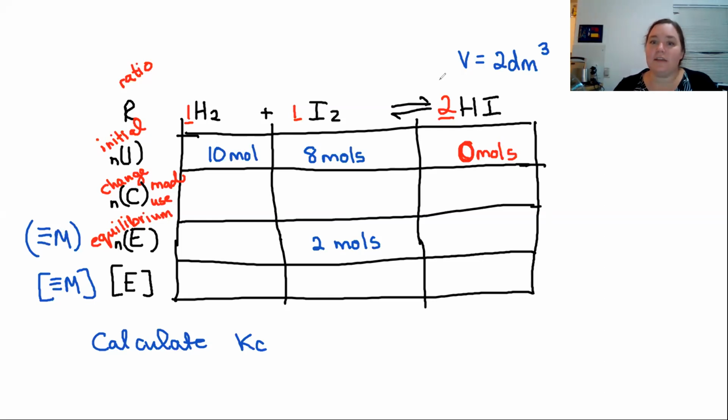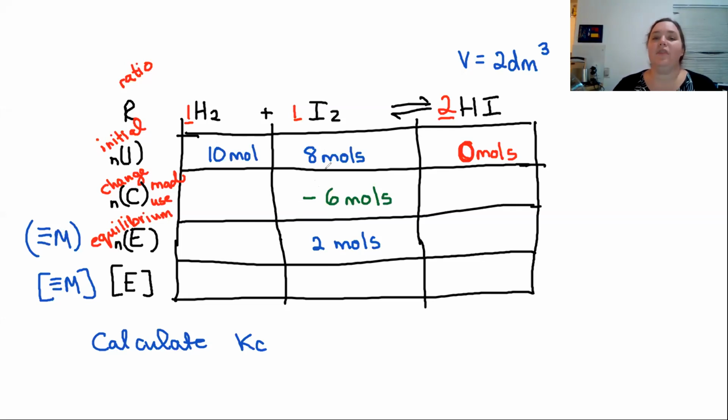The next thing is using our change column. If I started with 8 moles and I finish with 2 moles, I must have used 6 moles. Now, please note, if you do not put in a negative here, we are not sympathetic. If we cannot see by what you've done everywhere that that was meant to be a negative, you will lose marks. So it's always a good idea to clearly make sure that everybody understands that is a negative.